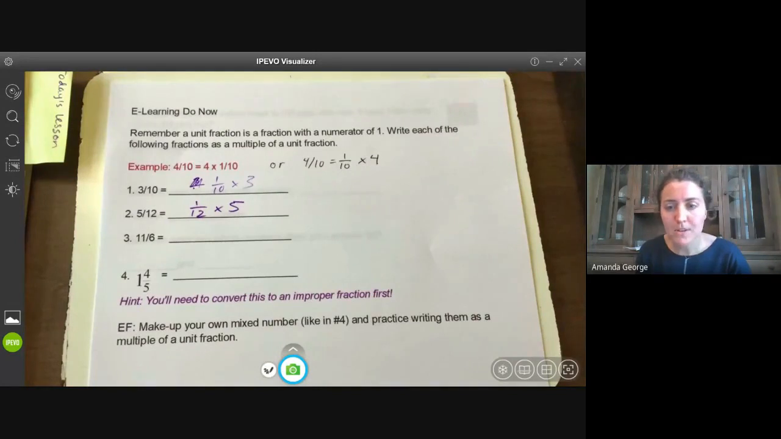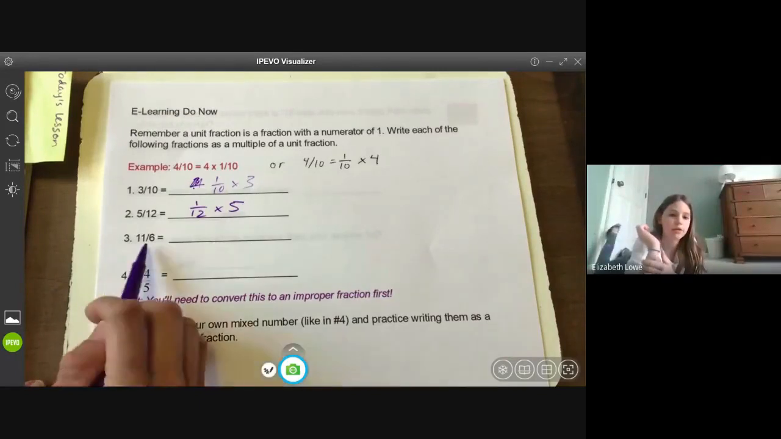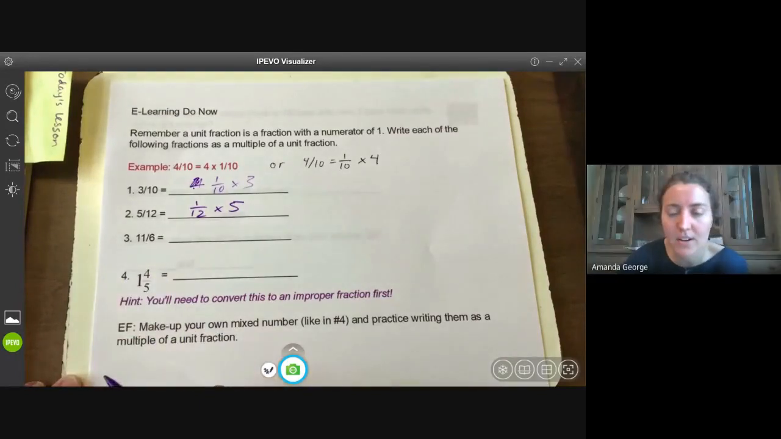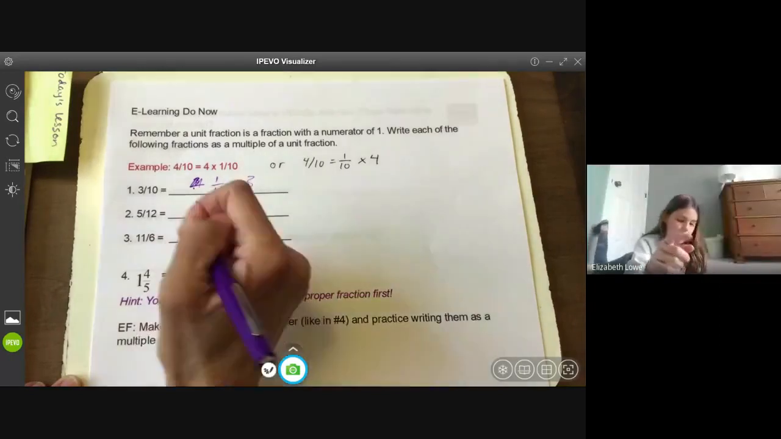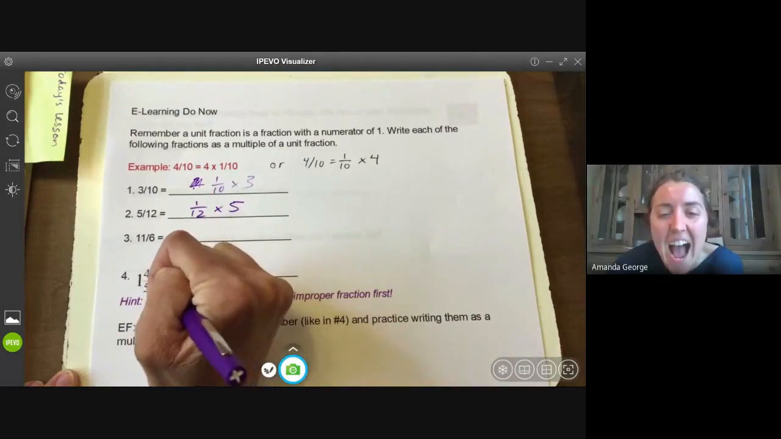Make sure you unmute. Yep. There we go. Wait, do I do the... Does it matter which way I go? Doesn't matter because you can multiply in either order. 9 times 1/5. Oh, wait, no, that's the fourth one.